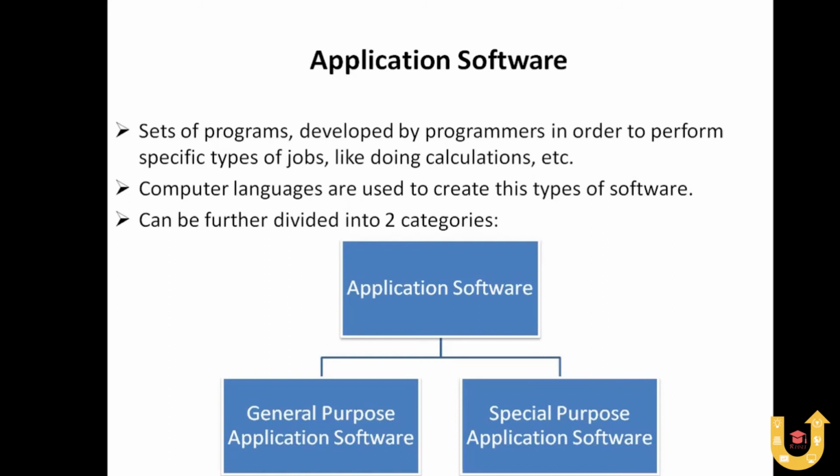Application software, the second type of software. So without wasting any more time, let's get started. Application software are set of programs developed by programmers in order to perform specific types of jobs, such as doing calculations. To create these types of software, computer languages are used. It can be classified into two types, general purpose and special purpose.